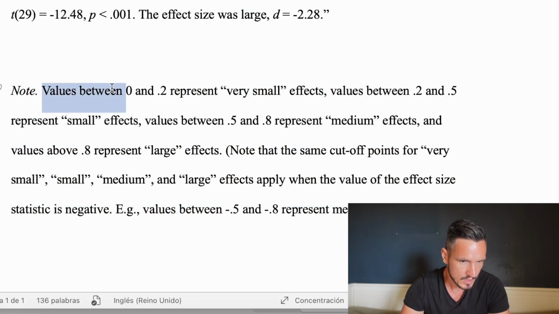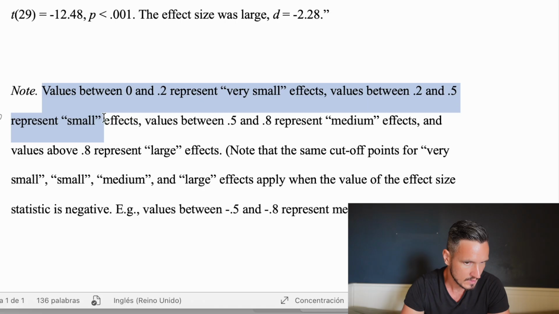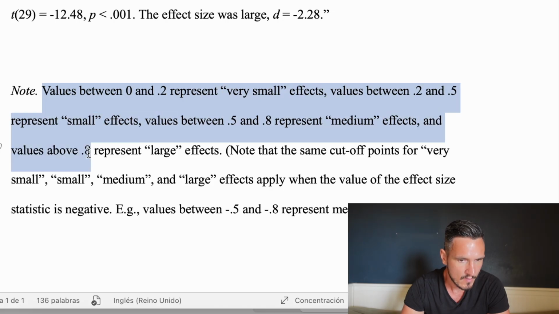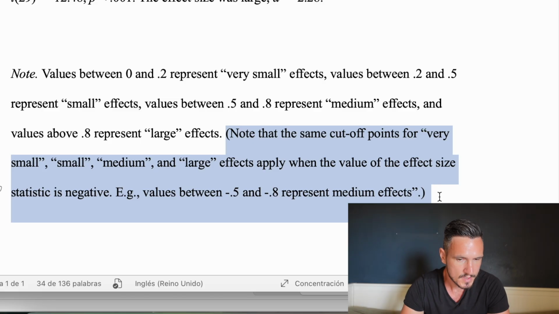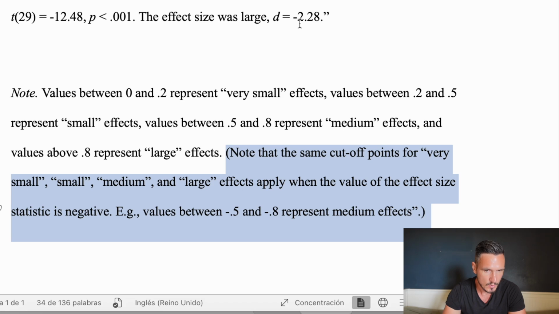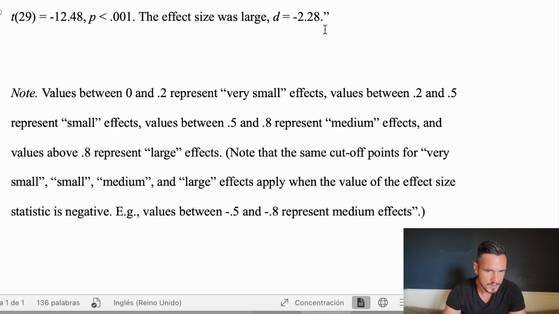So values between 0 and 0.2 are typically considered very small. Those between 0.2 and 0.5 are typically considered small. Those between 0.5 and 0.8 represent medium effects, and those above 0.8 represent large effects. And as described here, those same thresholds apply when we have negative values. So here we have a negative value of 2.28, and as this is further from 0 than 0.8, we've described this as a large effect.